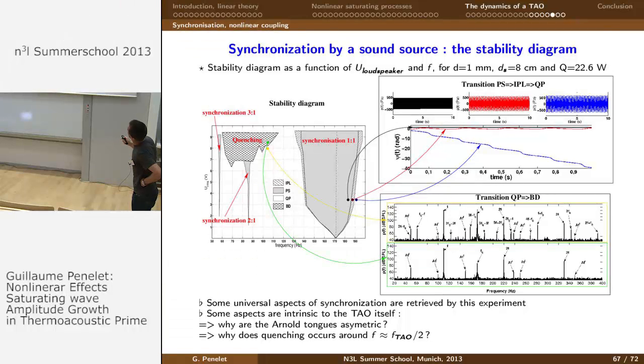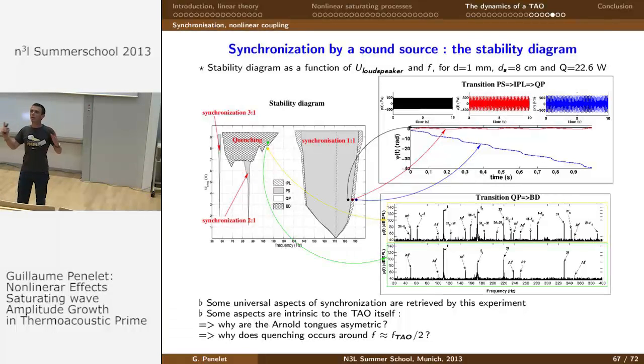If we are within this region, we have this spectrum. And if we are outside this region, we have this spectrum, which is typical of a quasi-periodic regime, for which we have the frequency of the oscillator, the frequency of the loudspeaker, and many combination frequencies.